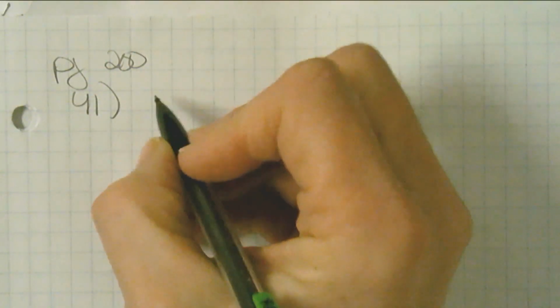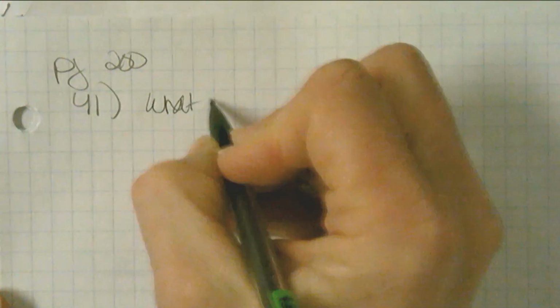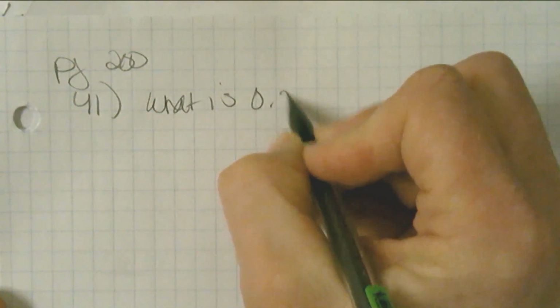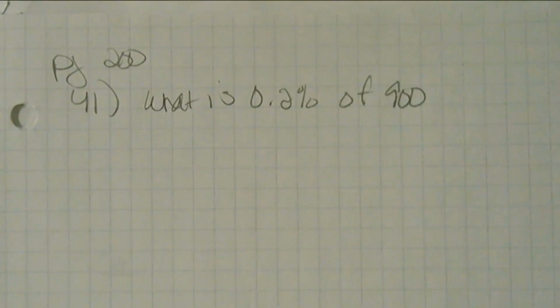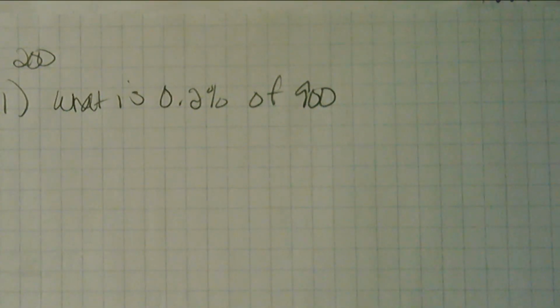So if I take a look at 41, the directions for 41 are: write a proportion or an equation to find the answer. So for 41, I have: what is 0.2% of 900? You guys, I think every single one of you used proportions for all of these.